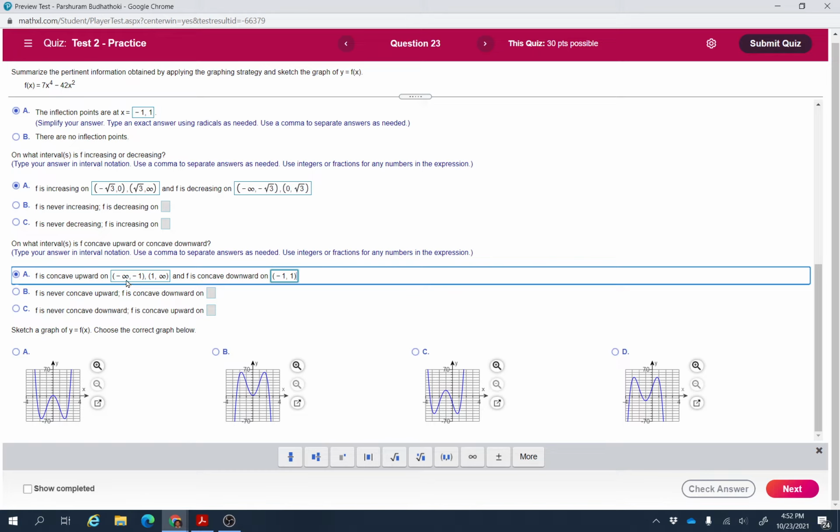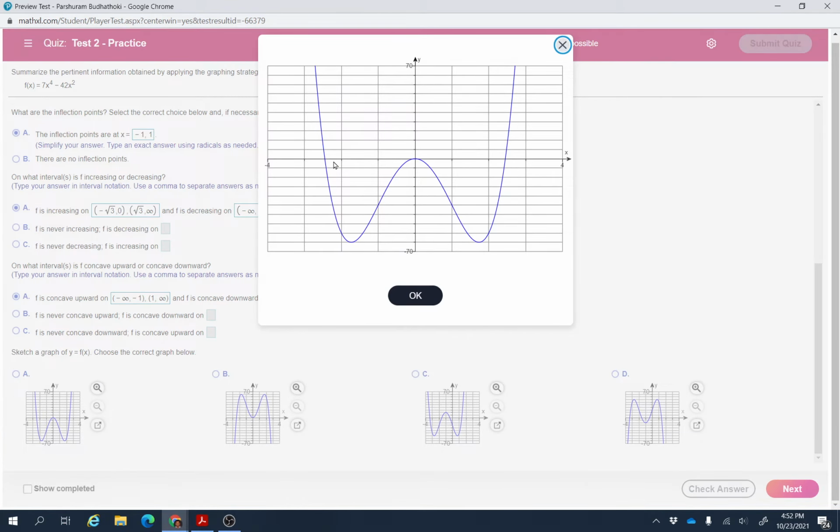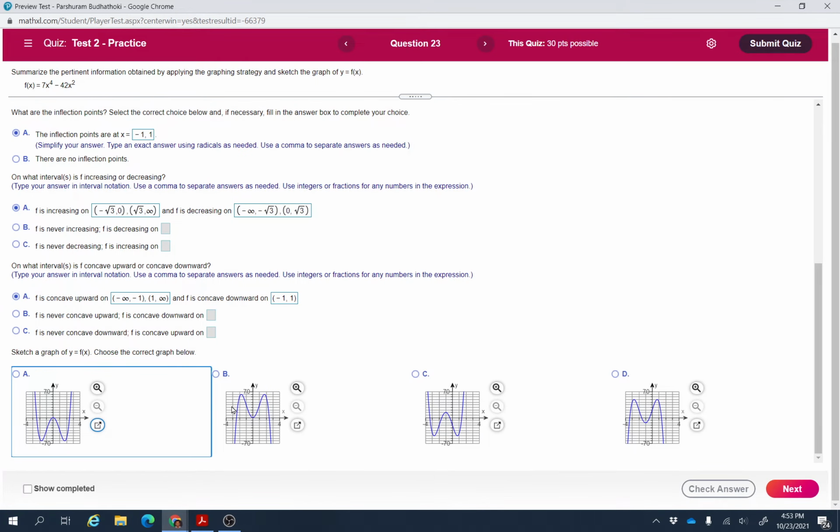We know that from negative infinity to -1 the graph is concave upward, and from 1 to infinity the graph is concave upward. From -1 to +1 the graph should be concave downward. So if you look at the first one, this is 1, this is -1. From -1 to +1 the graph is concave downward. To the left side of -1 it's concave upward, to the right side of 1 it's concave upward. Yeah, that's right. But let's look at other options as well.